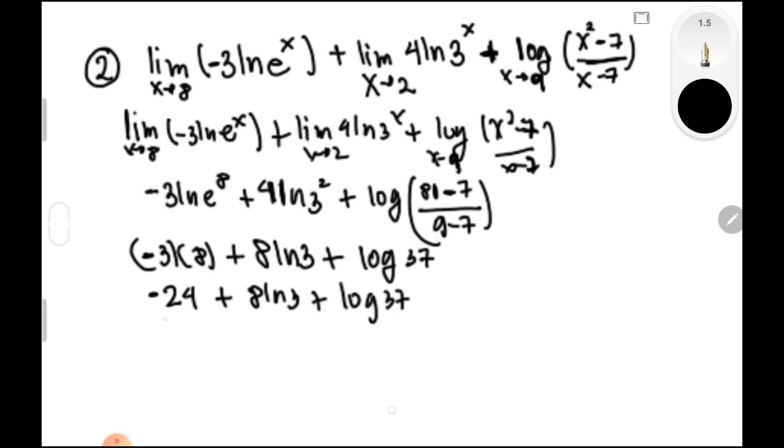Okay? So I will accept that answer already. Or pwede nyong kunin yung value nyan. So you have negative 24 plus 8 ln of 3 plus log 37, which is equal to negative 13.6425.